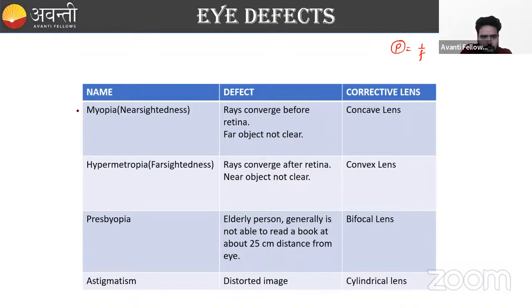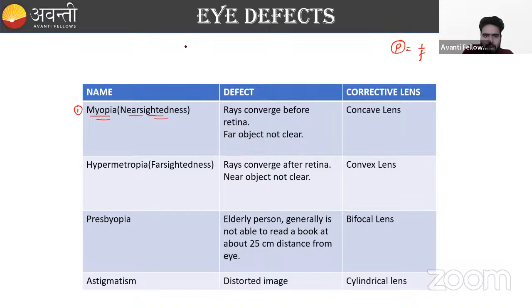The first defect that I am going to discuss here is known as myopia, also known as nearsightedness. What will happen in nearsightedness? A particular person is not able to see far objects. It means the image is formed before the retina. That's why he or she can't see a clear image. This type of defect is known as myopia.